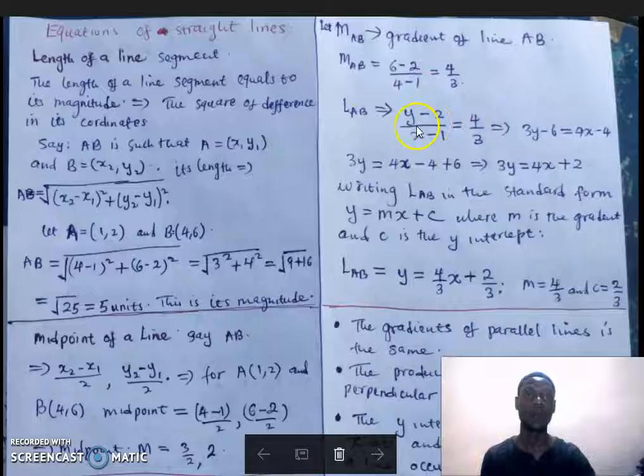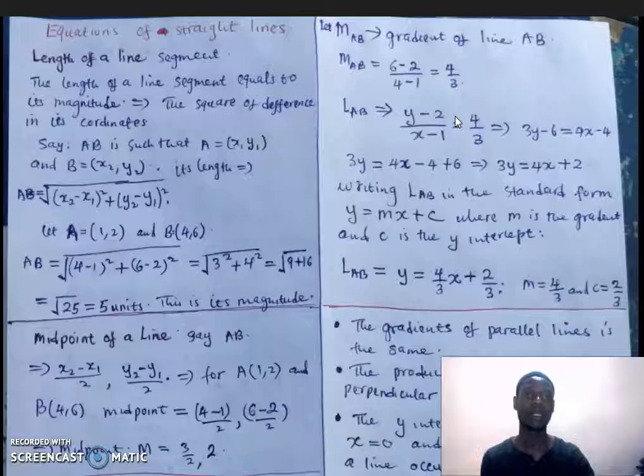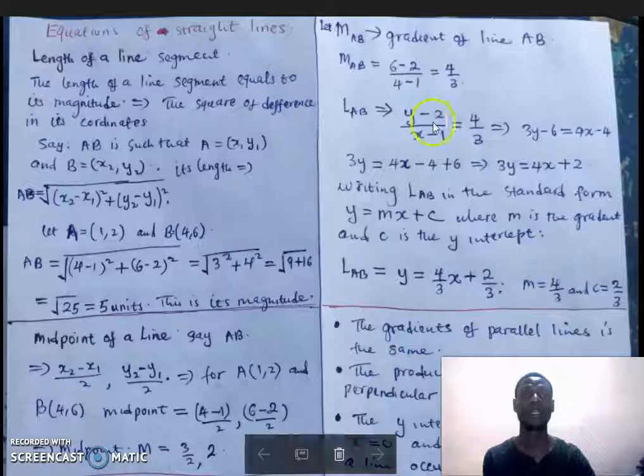So we take y, subtract the y coordinate of that chosen point, maybe the starting point or the ending point, over x, subtract the x coordinate of that point, and we equate that to the gradient. Then after cross multiplying, we get our equation of a straight line.